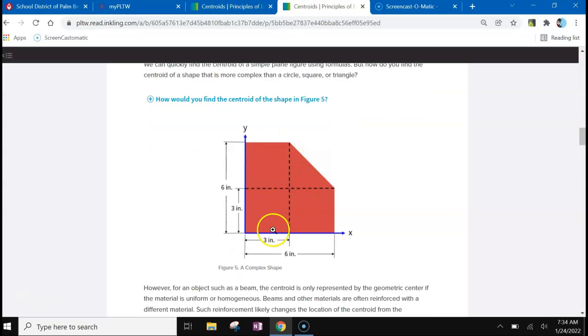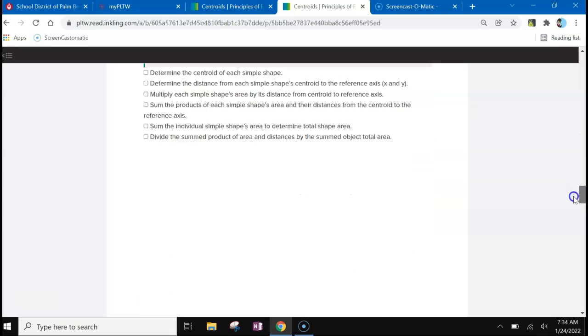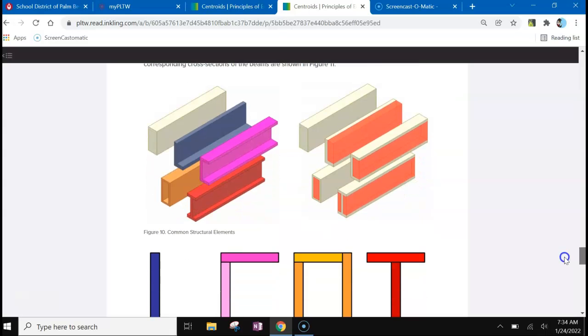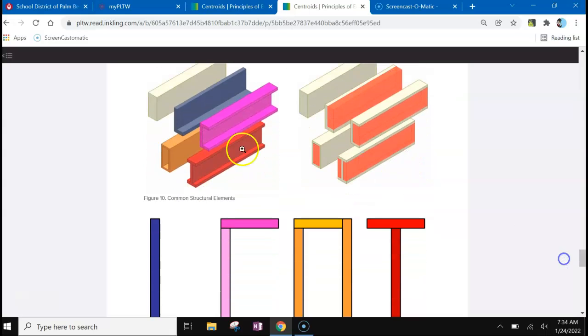We can use a rectangle formula right here. We can use a triangle formula right here. We can use a square formula right here. Let me just scroll down a little bit and show you why we're doing this. Okay, so this is actually what we're trying to look at. If you take one of these beams, think of them as beams that are going in your walls. They're going from the floor to the ceiling. They're going across the floor, across the ceiling, and they're giving you support. So this is what you end up building, steel, whatever they're being made out of.